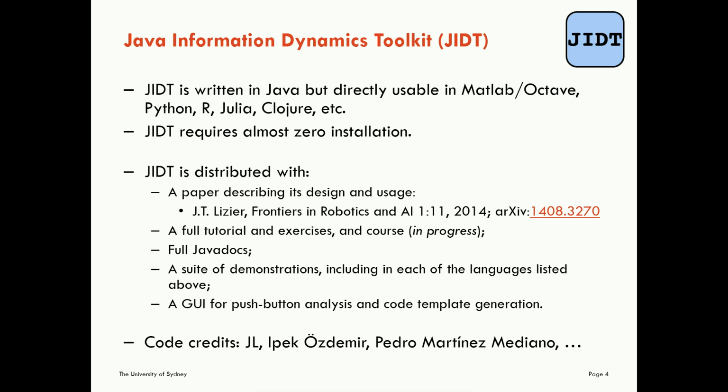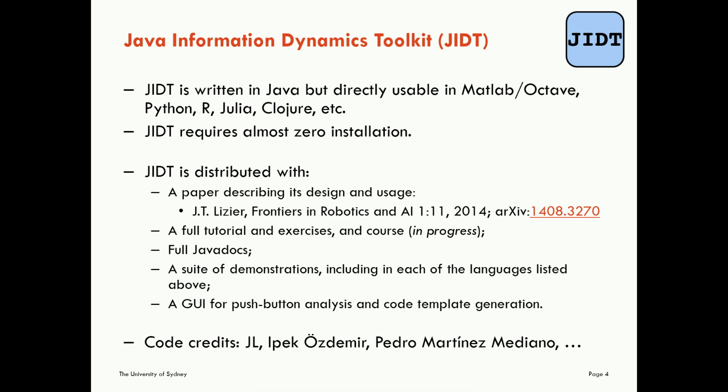Okay, so the J in JIDT stands for Java, and that's because the toolkit is written under the hood in Java. That doesn't mean that you have to use Java to be able to use the toolkit though. It's directly usable in MATLAB and its open source clone Octave. It's usable in Python, as well as in a number of other languages. We'll focus on Java, MATLAB, and Python here. Importantly, it requires almost zero installation for you, so that's a very low overhead for getting started.